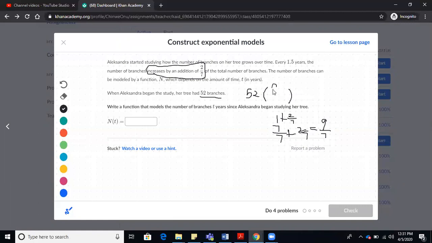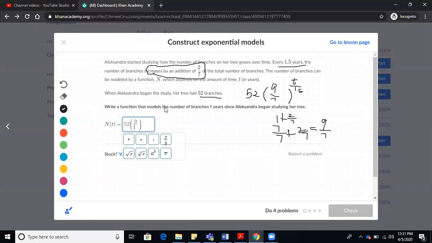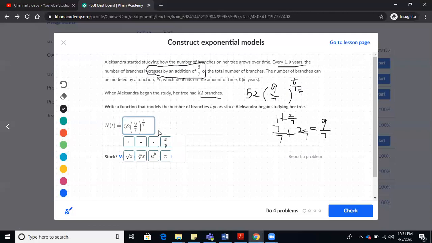So right here, I should have 1 plus 2/7, which is 9/7, and then I'm gonna raise that to t over, and I always want to raise it to t over whatever my interval is. Here it is 1.5 years, so I'll put 1.5. So my final answer will be right here. I'll write 52 times, and in parentheses, 9 over 7, and I'm gonna raise it to t over 1.5.